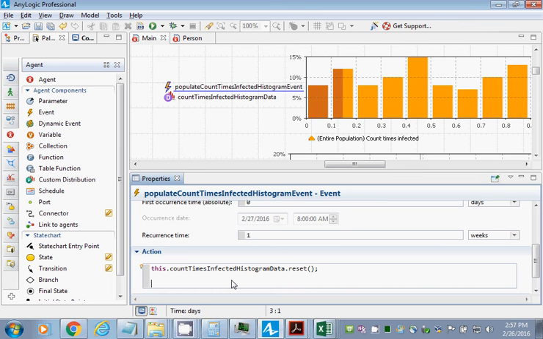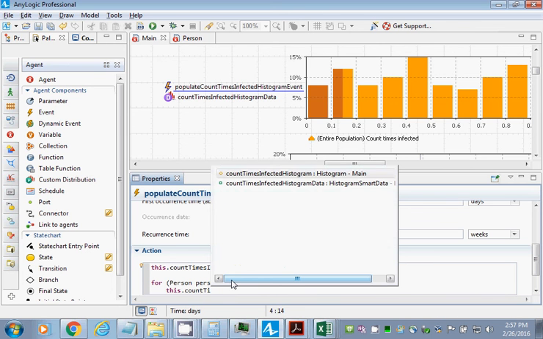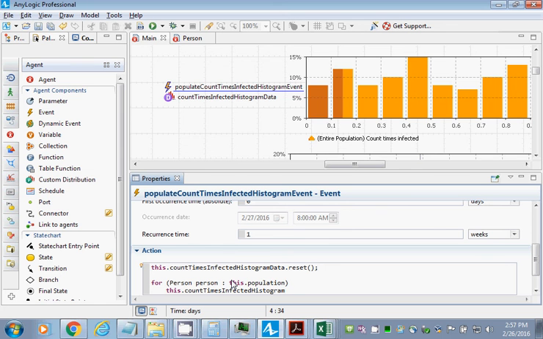We're going to add them to what? Add to the histogram data their what? Their count, yes, their count of what? Count of times infected. Normally I would have called it count times infected. Okay? Let's see if I can replicate that error on mine.